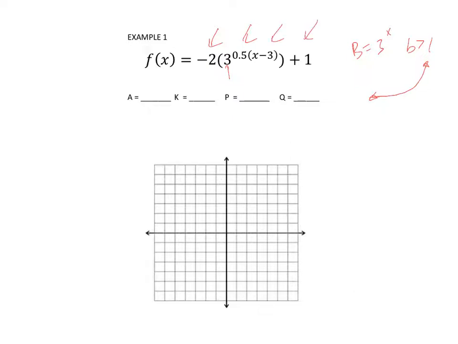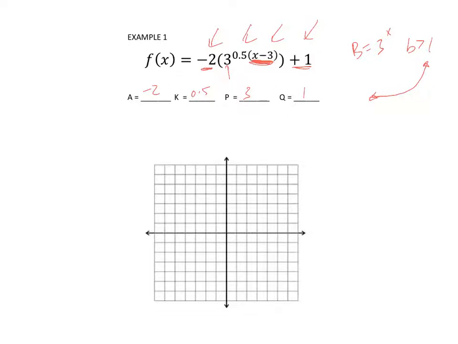And let's actually label them from left to right. a is the -2. It's a number in front of the base, which is this one here. k is the number in front of the x, which is 0.5. And here it's already factored, so we know that the shift is going to be 3 to the right. And this is your q value. And let's just recap what each means.